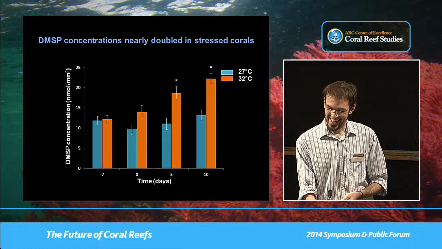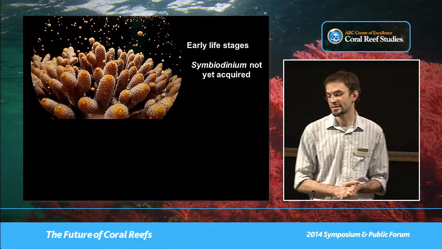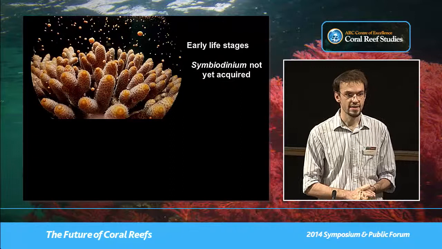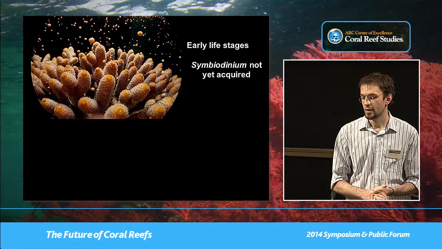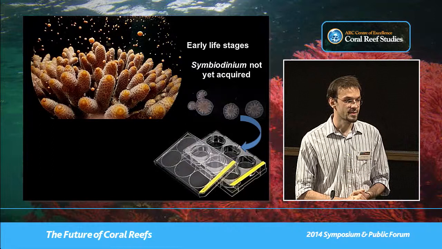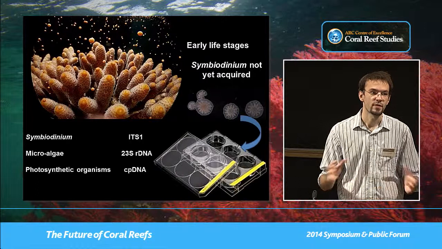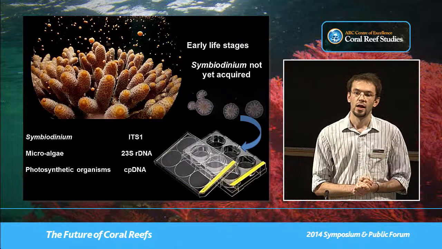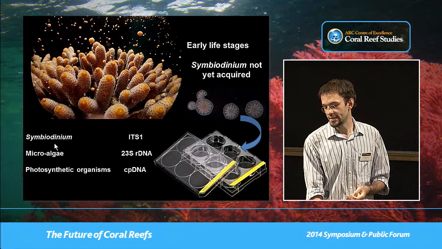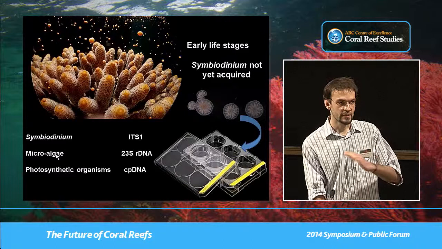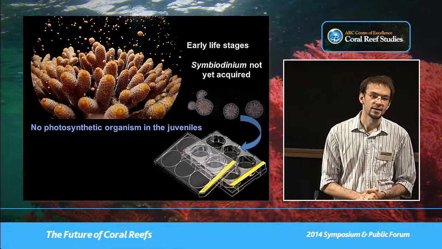So in order to try to understand what was going on, we decided to look at early life stages in corals that do not have Symbiodinium cells yet. So we raised coral larvae in filtered seawater, and then we settled them in sterile six-well plates. And then I looked for the presence of photosynthetic organisms using five different DNA markers targeting the whole range of photosynthetic organisms. I used very specific DNA markers targeting specifically Symbiodinium and some more general ones targeting all the other clades of microalgae. But I was not able to find any photosynthetic organisms in these settled juveniles.